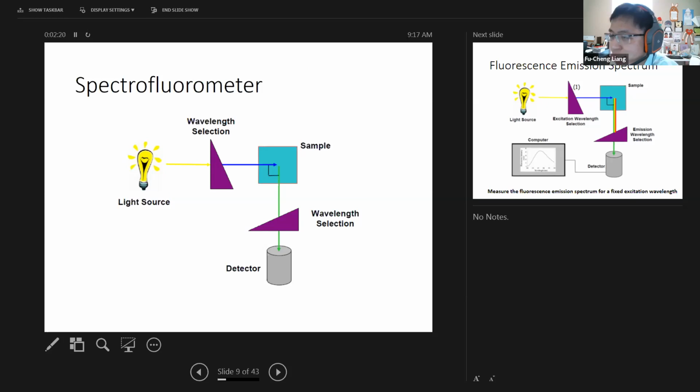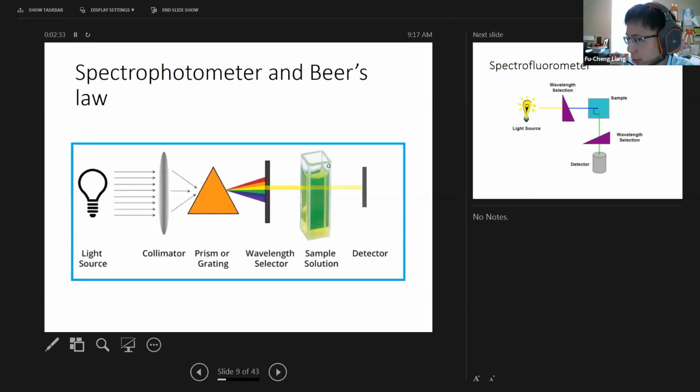What does this mean? It means that your fluorescence is coming from nothing to something, all right? Because you are not able to see the light in the beginning, since it's a 90-degree measurement. As compared to absorbance, as we saw in the previous slide, where you are measuring the decrease of your light intensity. That's why it's called absorbance.